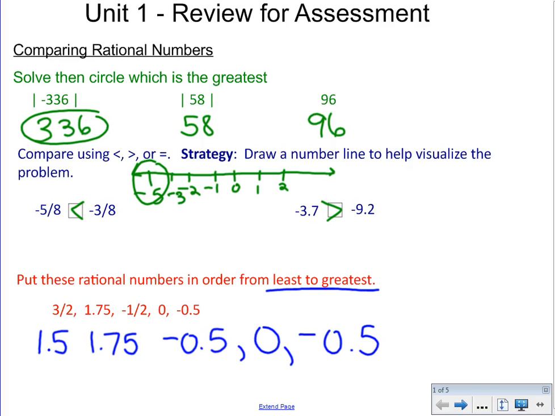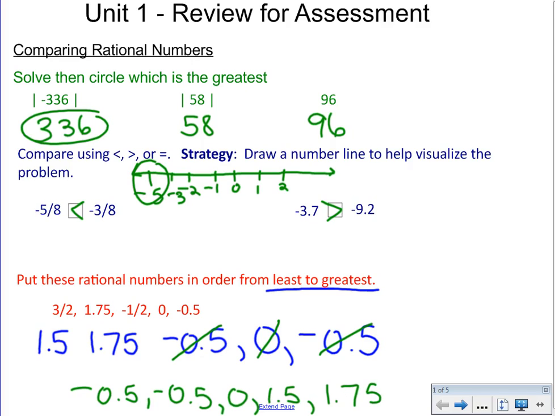So we're going to look, we have two that are the same. So let's write those first. Negative 0.5 and negative 0.5. We've used those. The next least number is 0. And then 1.5 and 1.75. These rational numbers are now in order from least to greatest.